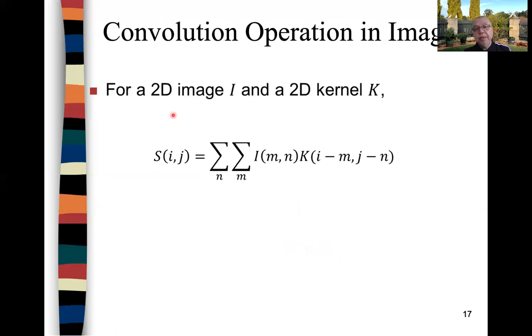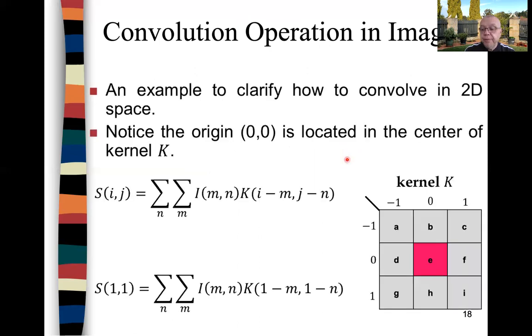So for a 2D image I and a 2D kernel k, instead of calling it W as before, we now call it k, which stands for kernel. And we are operating in the 2D case, not the 1D case as before. So our image is, this is the pixel location M, N. And we take the kernel, we flip it, okay? And then we perform this operation as we're going to see.